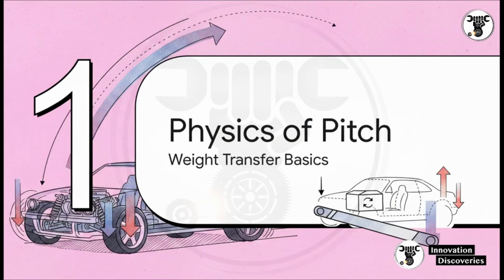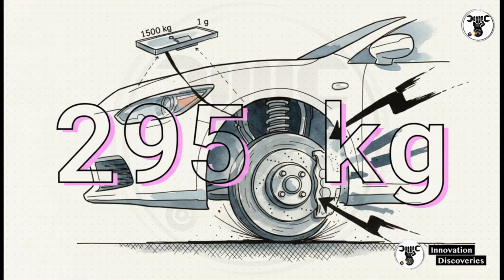So, Part 1. The physics of pitch and weight transfer. Before we even think about touching an alignment rack, we've got to correct a massive misconception. Weight does not actually move forward under braking. I mean, your engine doesn't slide forward, your seats don't move. The center of gravity, it's fixed. What actually changes is the vertical load on each axle. It's a load shift, not a mass shift.